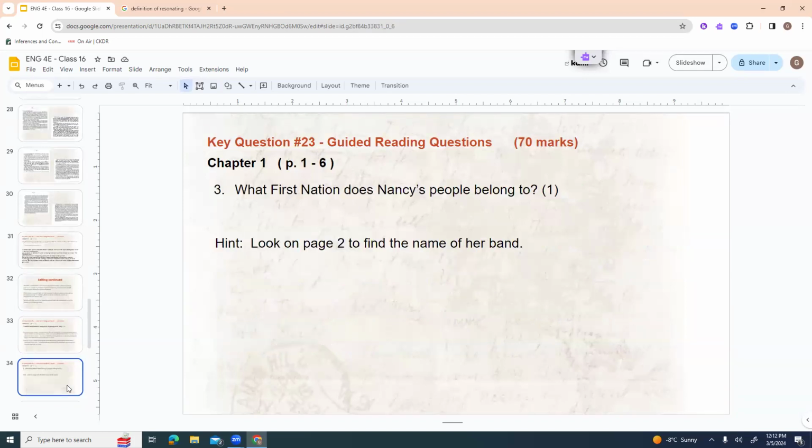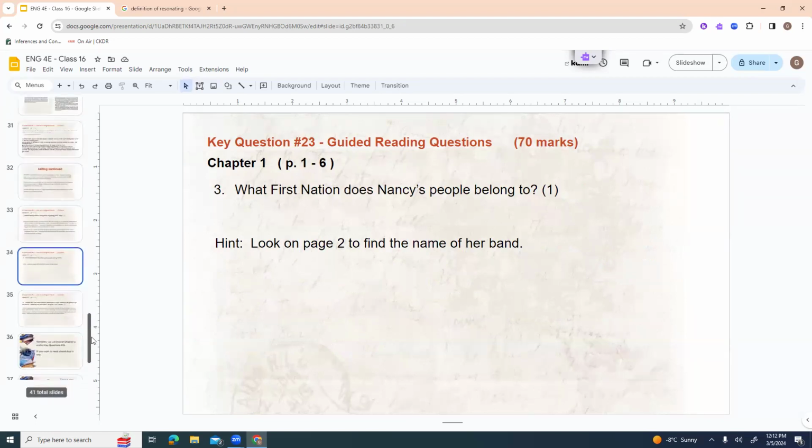Number three, what First Nation does Nancy's people belong to? I'm going to give you a hint because I read through that chapter several times before I found it. Look on page 2 and you will find the name of her band.